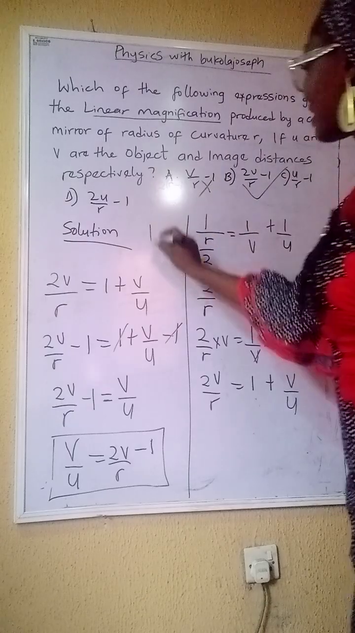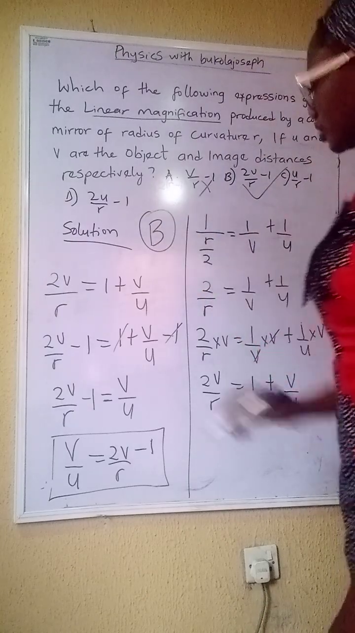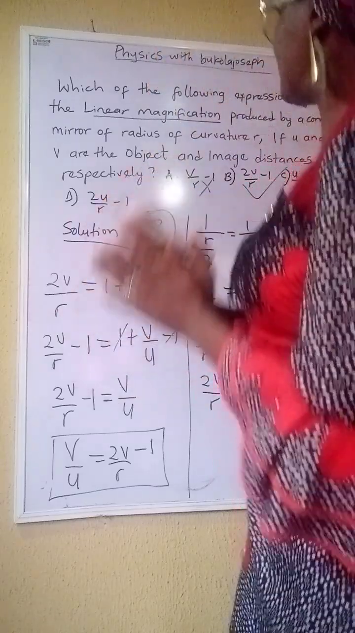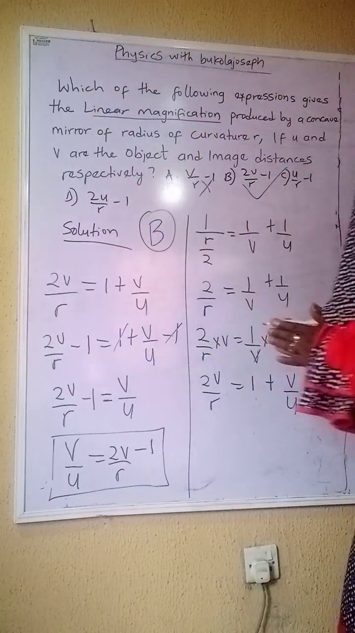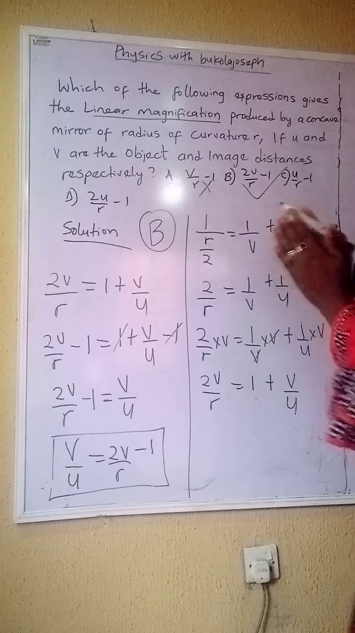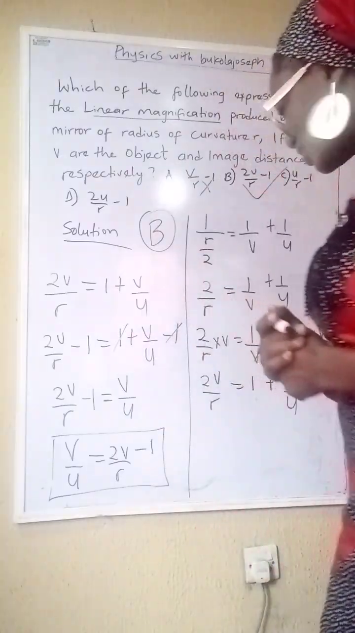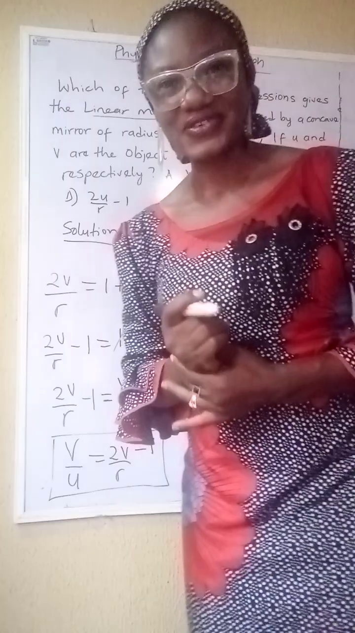So our answer is option B, which is 2V over R minus 1. It means the linear magnification produced by a concave mirror of radius of curvature R is equal to 2V over R minus 1.